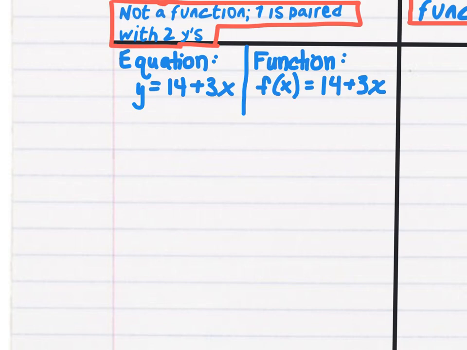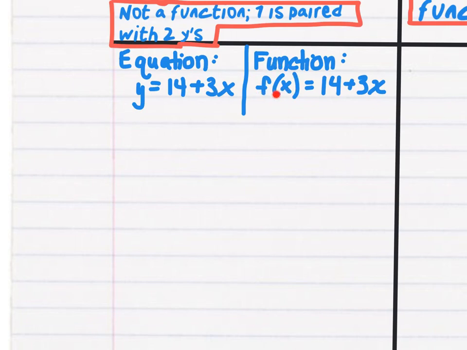Okay, now we're on the lower left side of our notes and we're going to talk about function notation. If you look up here, equation notation we have done before. We've done equations that look like this: y equals 14 plus 3x. Now you're going to see some function notation. Function notation looks like this. It's now replacing the y with what we call f of x. f of x just means the function in terms of the variable x.